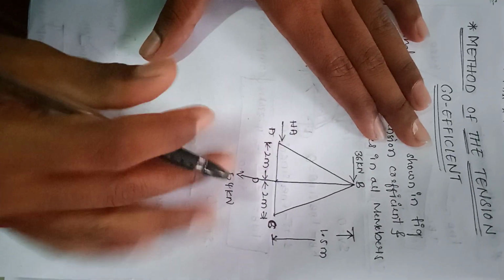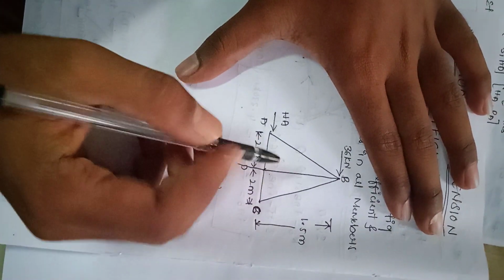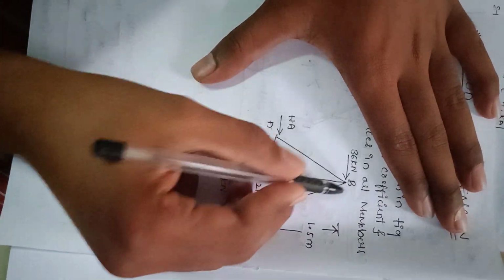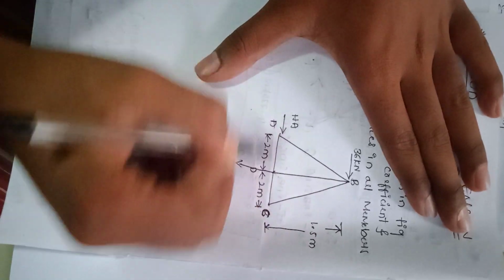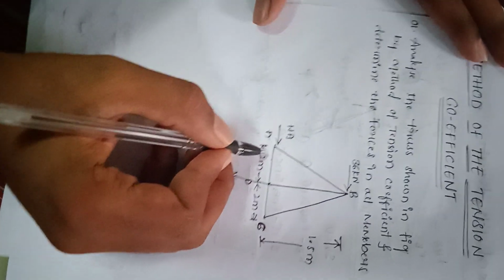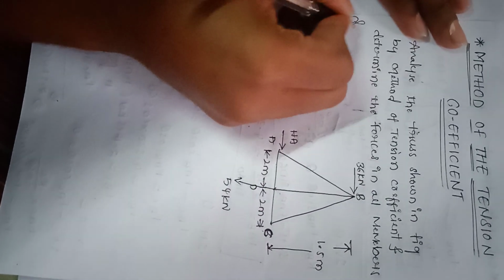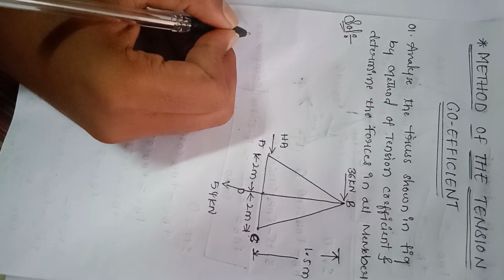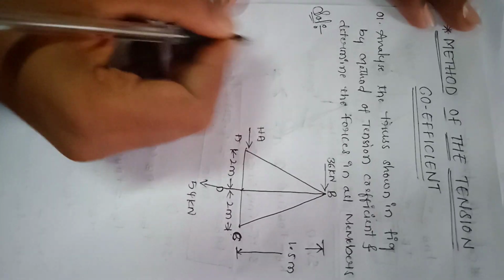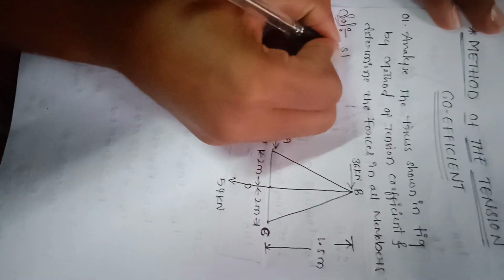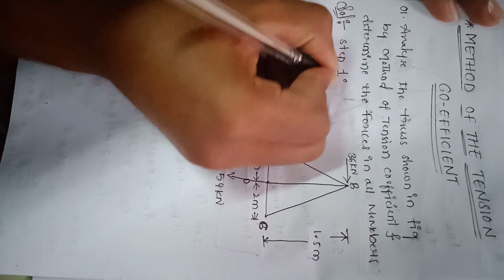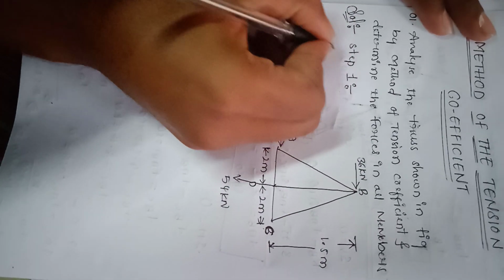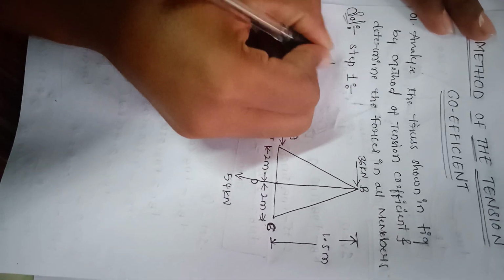Let us observe the diagram. This is a truss ABC. Let us go with the problem solution. In the first step, we have to calculate the reactions. Step 1, as you all know: find the reactions.